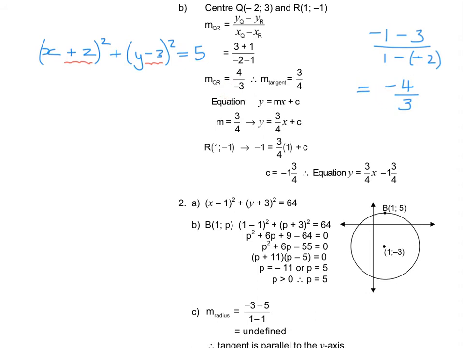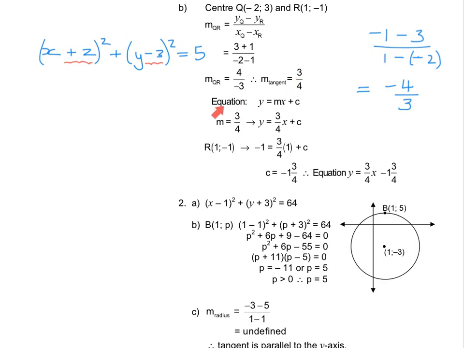Once again, since the radius is perpendicular to the tangent, when I multiply the two gradients with one another, it must be equal to minus 1. So the short method is to change the sign from negative to positive and then flip my fraction, so the 3 goes to the top and the 4 to the bottom. So the gradient of the tangent is equal to 3 over 4.